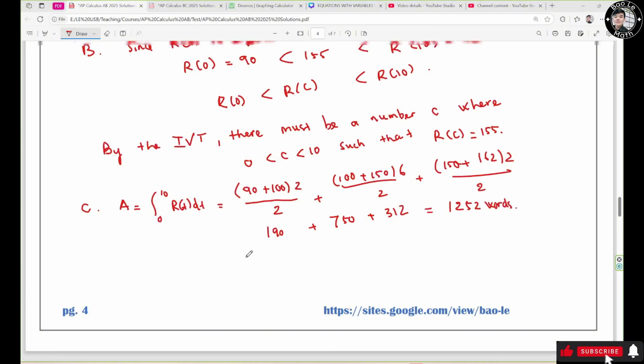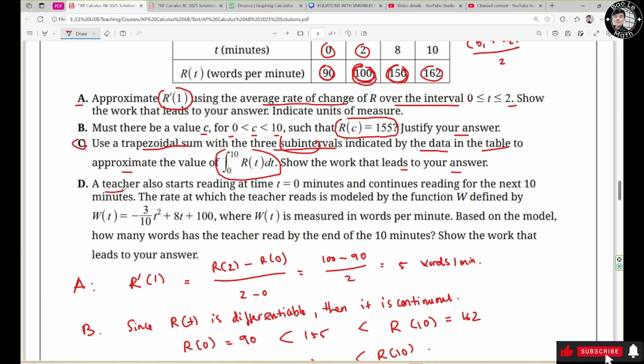Now let's move on to question D. A teacher also starts reading at time t equals 0 minutes and continues reading for the next 10 minutes. The rate at which the teacher reads is modeled by the function W of t, where W of t is measured in words per minute. Based on the model, how many words has the teacher read by the end of 10 minutes?